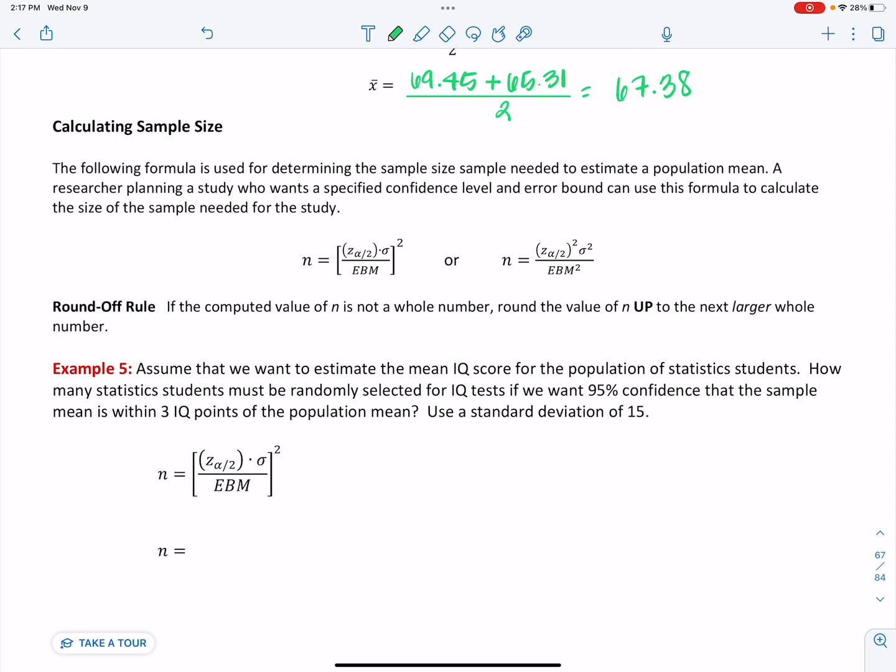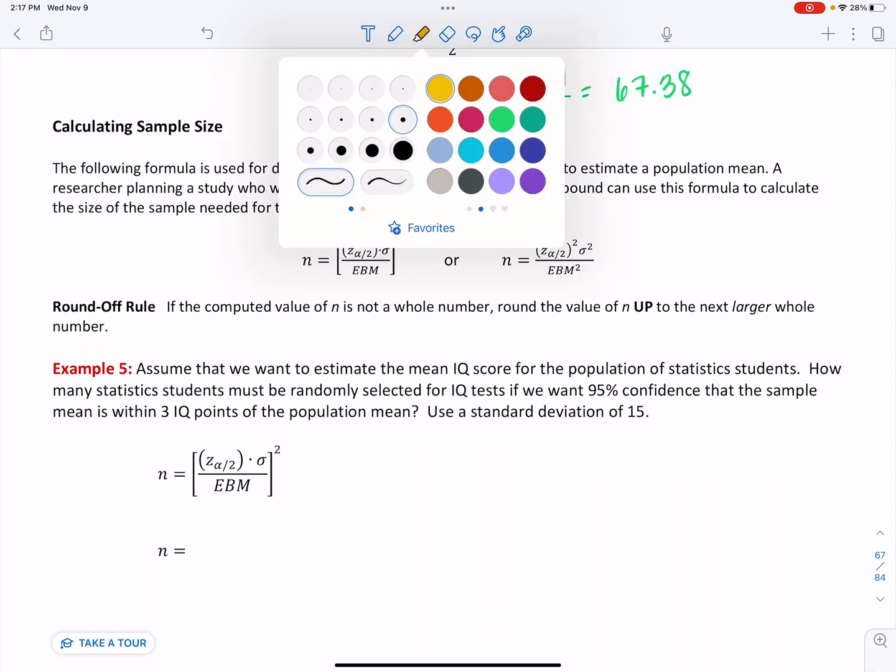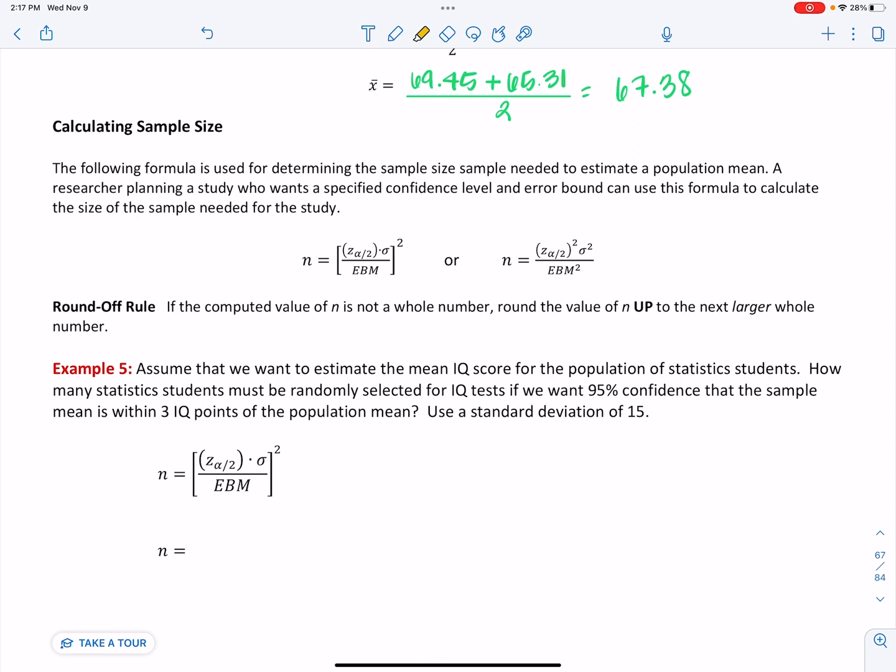Now we're going to look at finding sample size. The following formula is used for determining sample size needed to estimate a population mean. A researcher planning a study who wants a specified confidence level, so maybe 90%, and an error bound can use this formula to calculate the size of the sample needed for this study. So this lets that researcher know exactly how many people he needs to be 95% confident in his results. Either one of these will work. You choose. For rounding, if our sample size ends up being a decimal, you're always going to round your sample size up to the next biggest whole number.